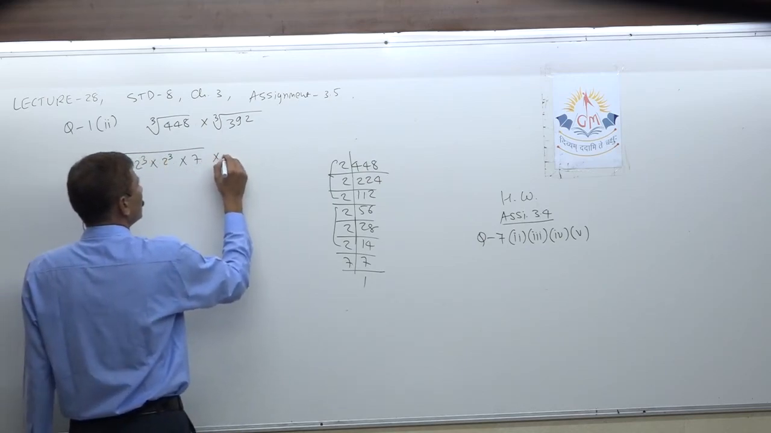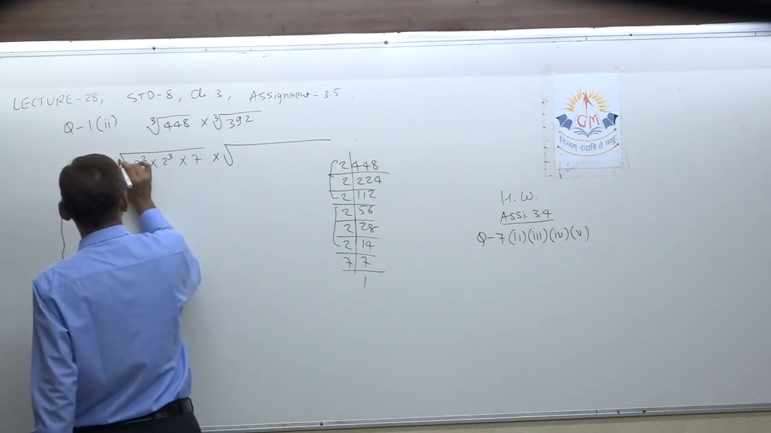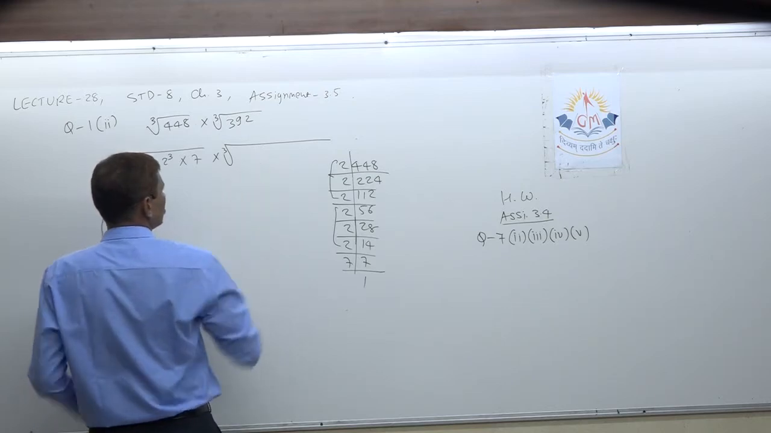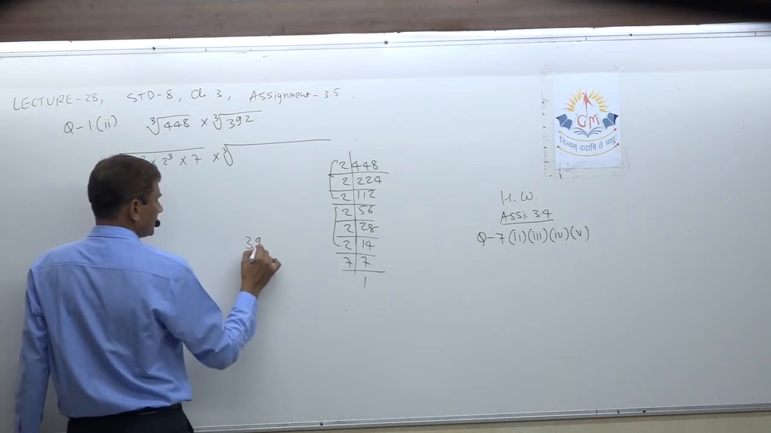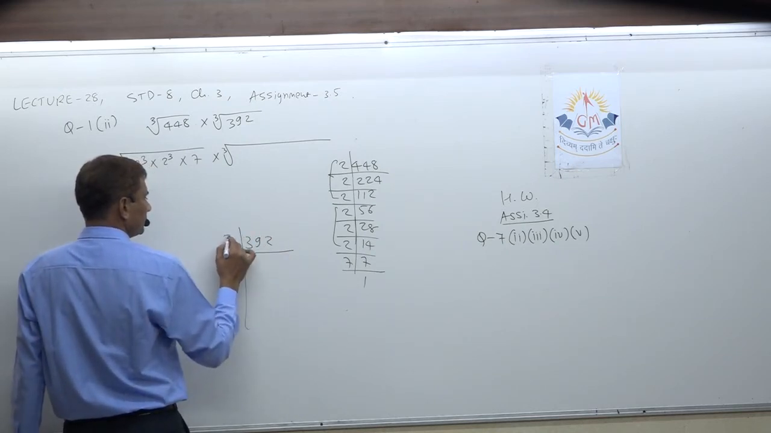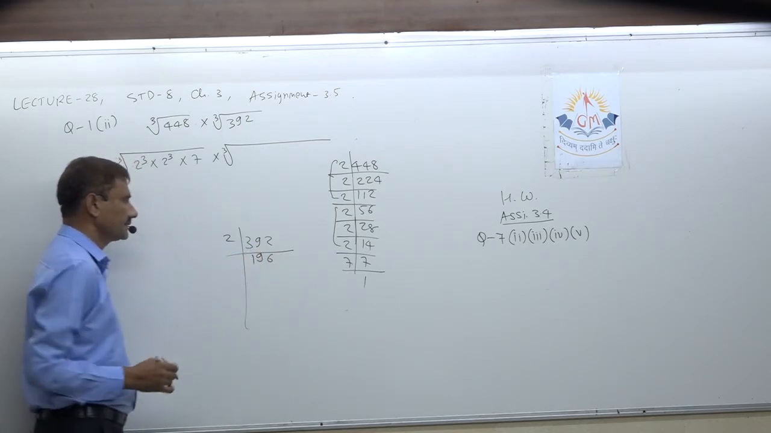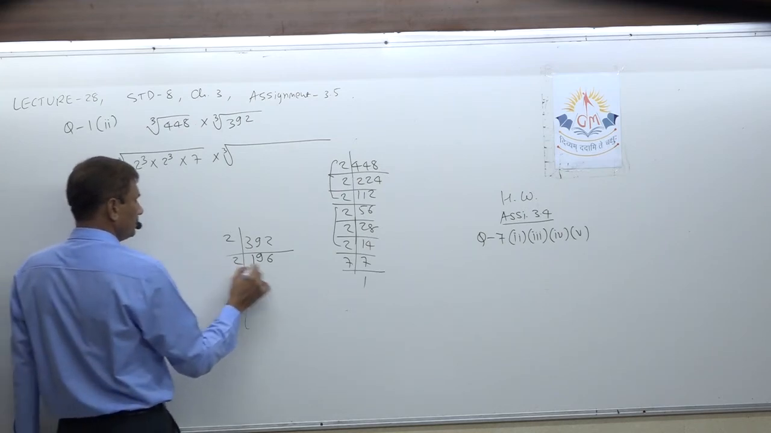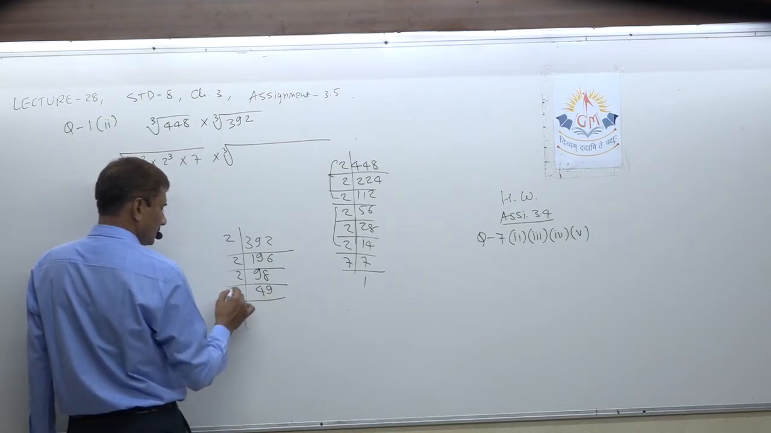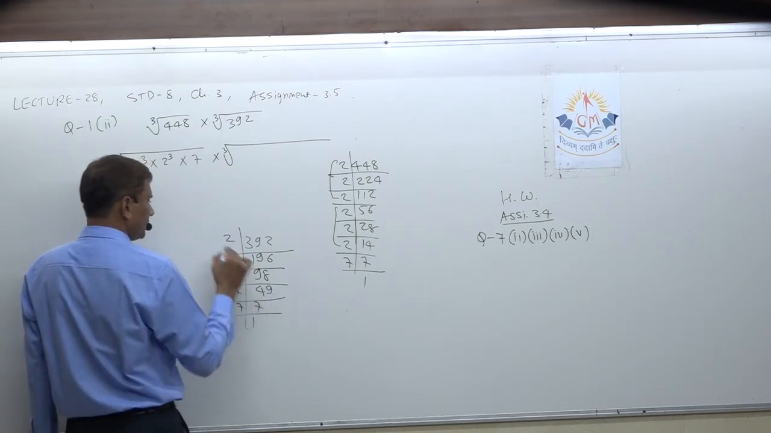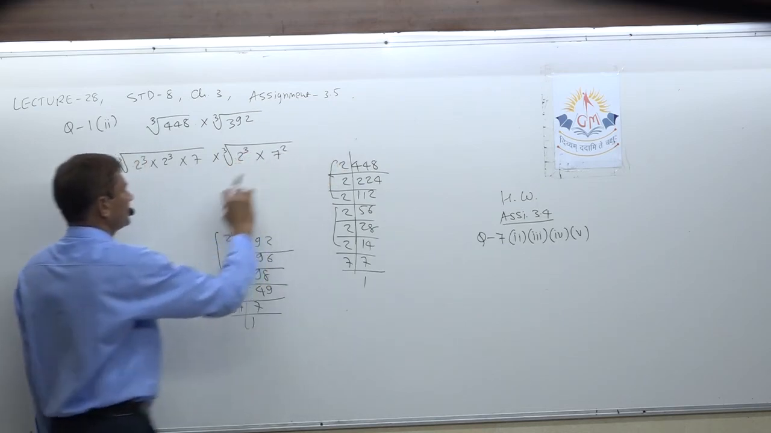Now factorize 392 also. So again I do the prime factorization of 392. 2 into 196, again 2 into 98, 2 into 49, 7 sevens are 49, 7 1. So I write here 2 cube into 7 square, 7 twice.